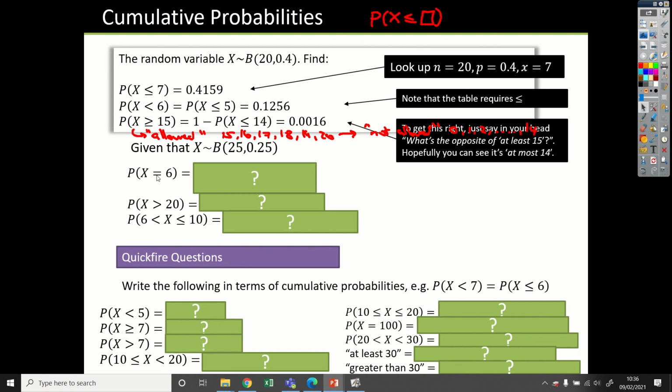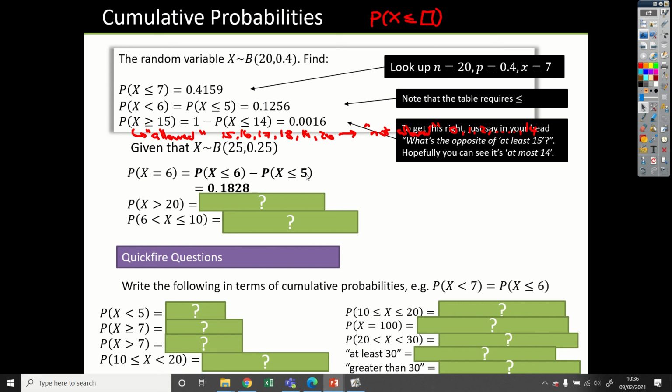Single values can also be done cumulatively as well, as long as you know what to do there. So if you think about just having the value 6, and we're doing that in terms of less than or equal to, then that's going to be the chance that x is less than or equal to 6 minus all the ones below 6 which we don't actually want. So that's the chance that x is less than or equal to 6 minus the chance that x is less than or equal to 5.